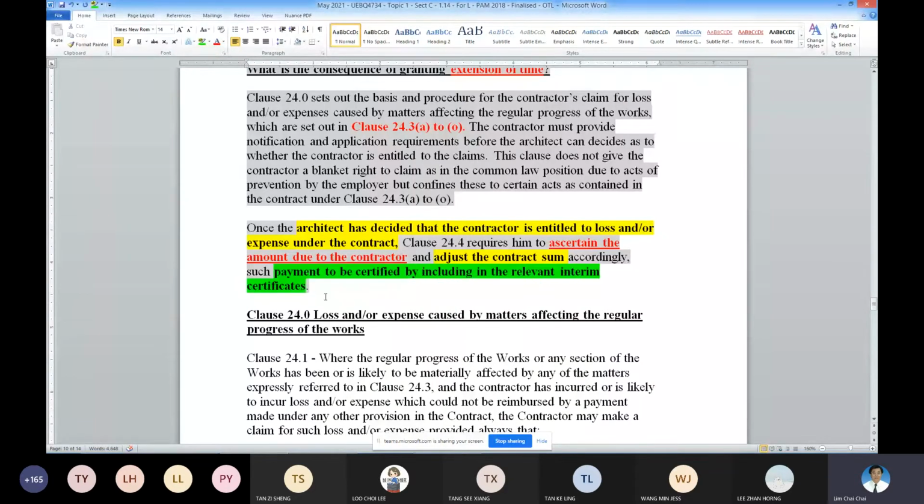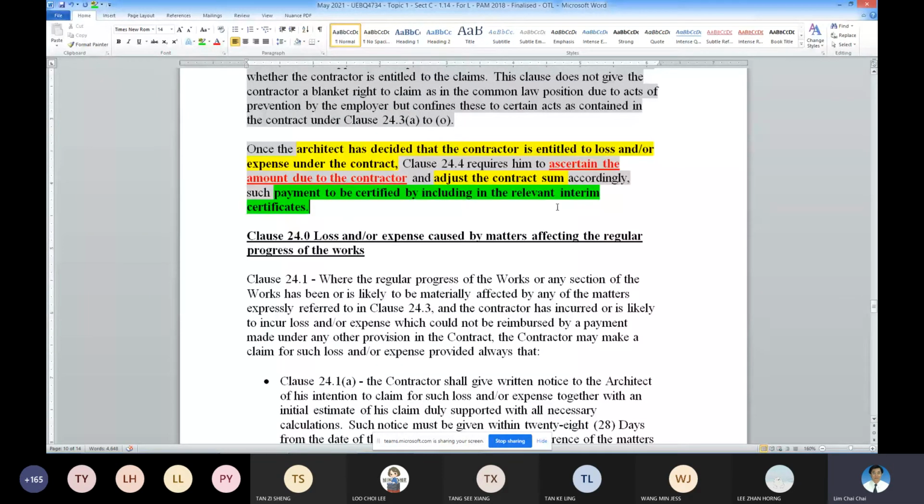A lot of times, consultants take advantage of the contractor, keeping all the loss and expense payment to be paid at the end of the project, which is very wrong. So the contractor needs to be paid timely. It is a cash flow problem. Because this could be a ground that the contractor may ask for interest if they bring up the case to challenge the action of the architect.